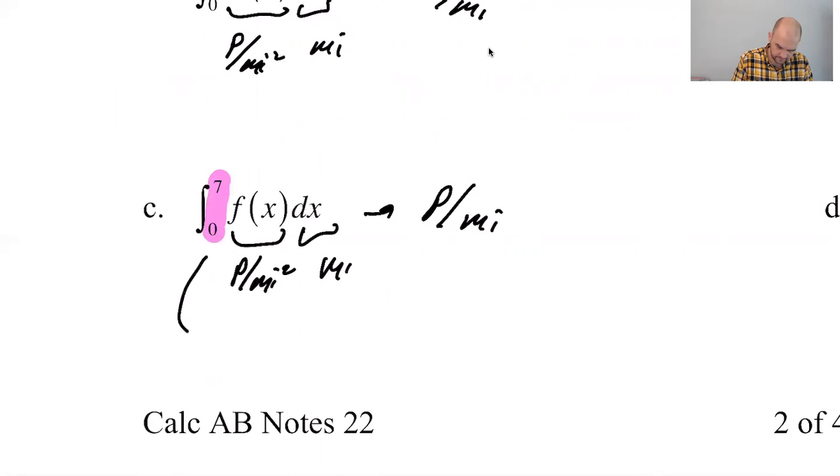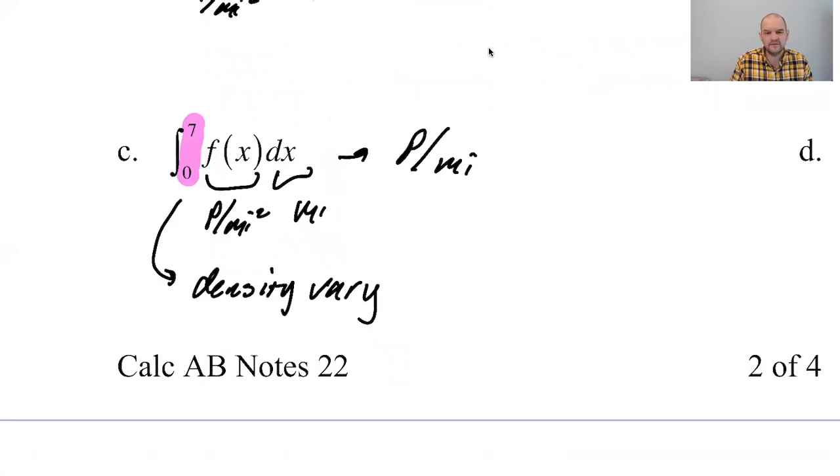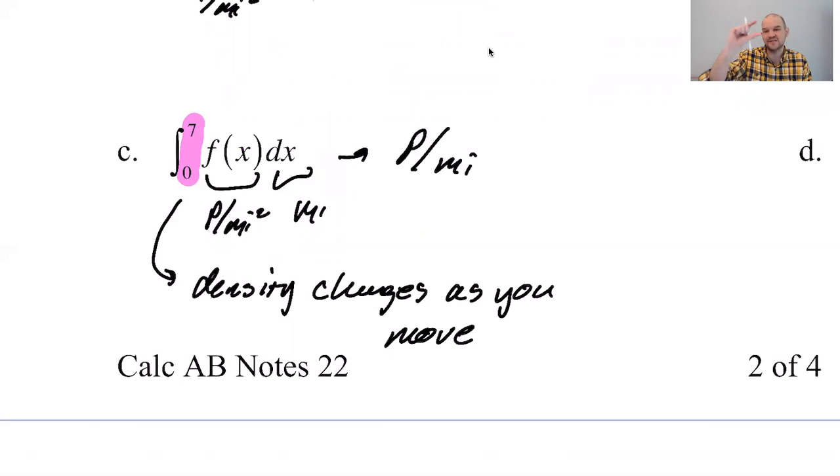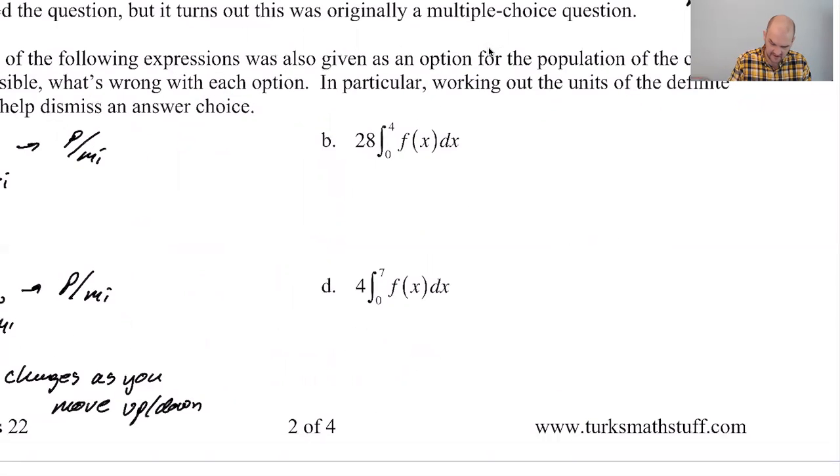Here, this would have the density vary, changes, as you move up, right? Because you're splitting up your 0 to 7 instead of your 0 to 4. We wanted to split up 0 to 4, so we were moving away from the river. So this is as you move up or down. So that's a problem. It's out anyway because of the units.